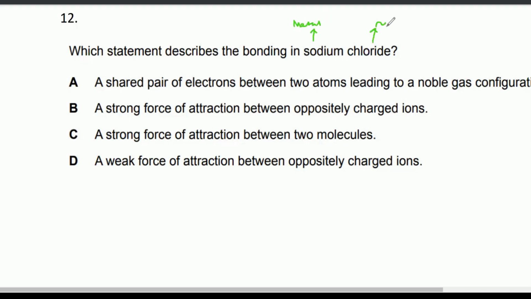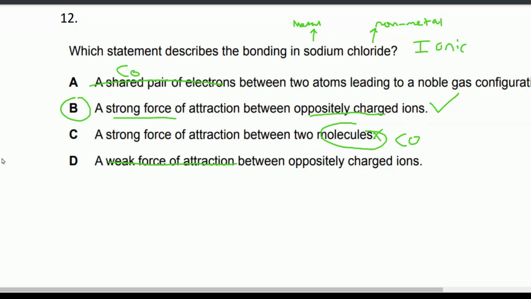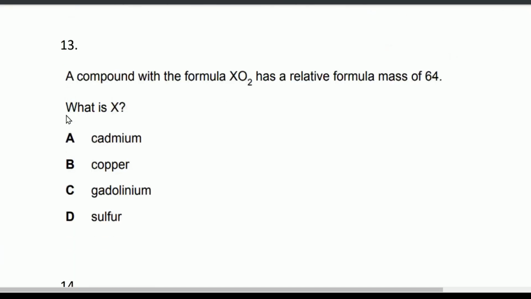Which statement describes the bonding in sodium chloride? Well, sodium's a metal, chlorine's a non-metal. You should know that that means it's ionic. Two non-metals, covalent; metal and non-metal, ionic. So we're looking for the definition of an ionic compound, and it's a strong force of attraction, or ionic bond, a strong force of attraction between oppositely charged ions. The other ones give a mixture of covalent or not relevant definitions at all.